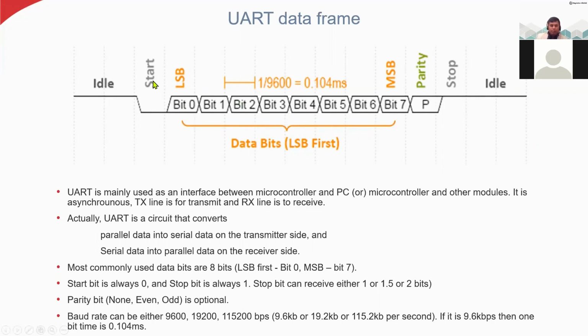So here you have the start bit and here you have the stop bit. This is to indicate the start and end of the data frame. Here we have the data bits. This is the actual data, bit 0, bit 1, bit 2, and so on, up to bit 7. So 8 bits, always LSB first and MSB last, least significant bit and most significant bit.